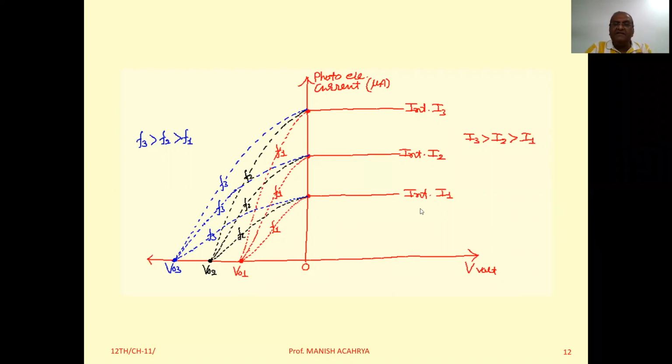Again, by keeping this intensity I1 constant, the frequency was increased to F3 and the experiment was repeated. Then they observe this thing, the current remains constant, but when the negative potential is applied, the stopping potential again increases. So in this way, the experiments were performed and the results were represented here graphically.